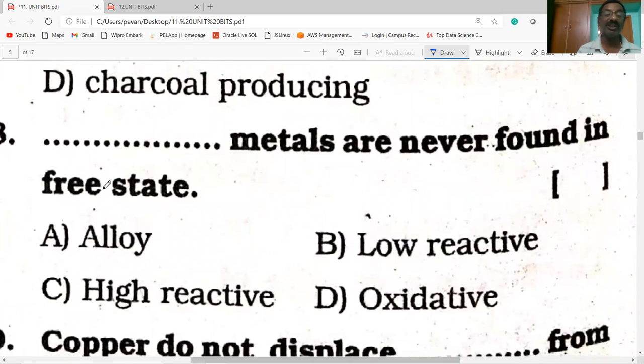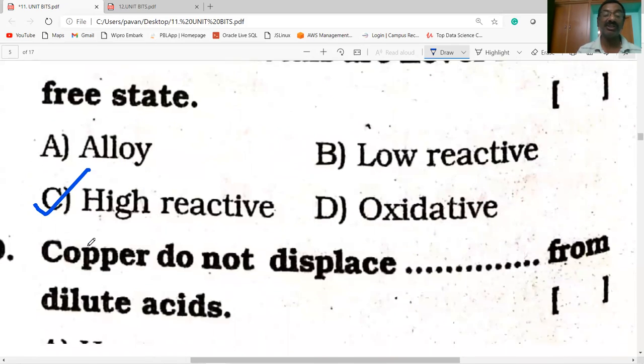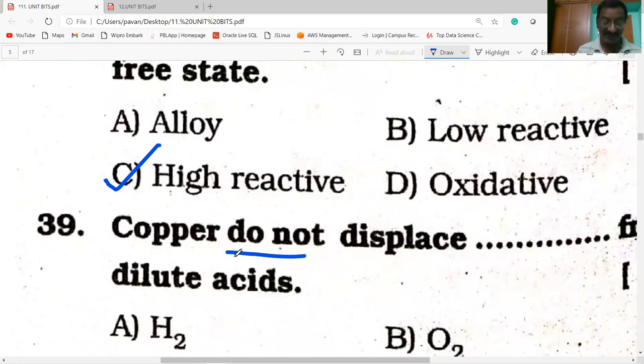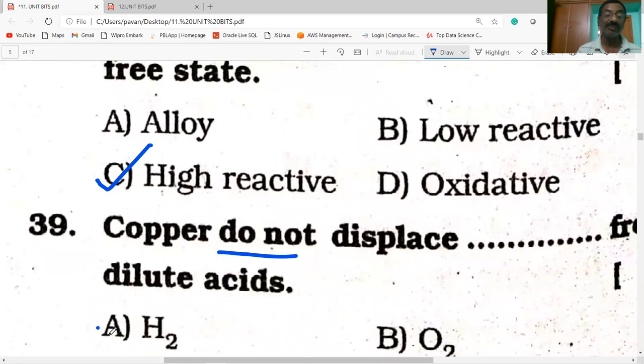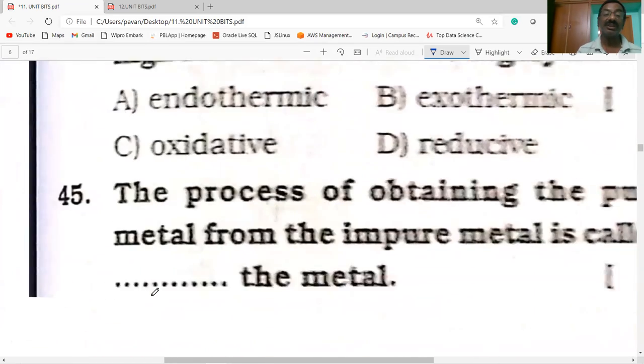Highly reactive metals are never found in the free state. Copper does not displace hydrogen gas from dilute acids because it is less reactive than hydrogen. Next question.